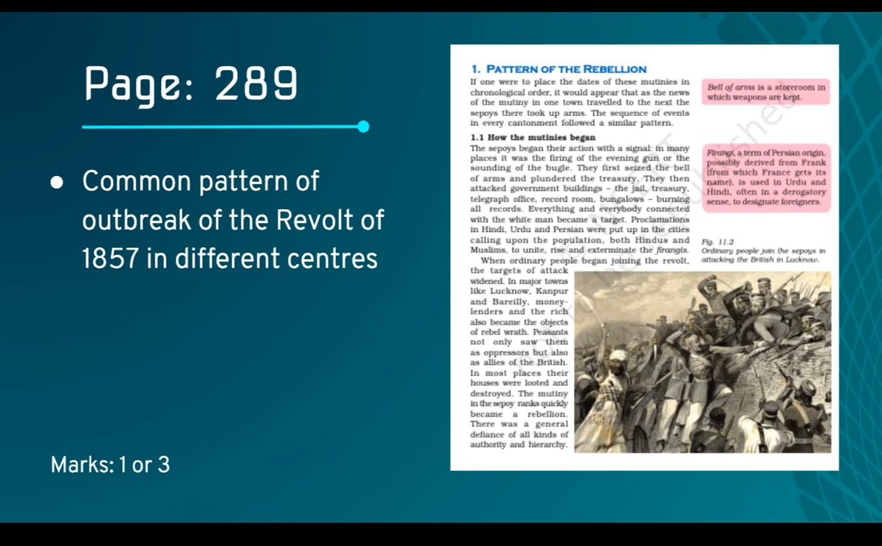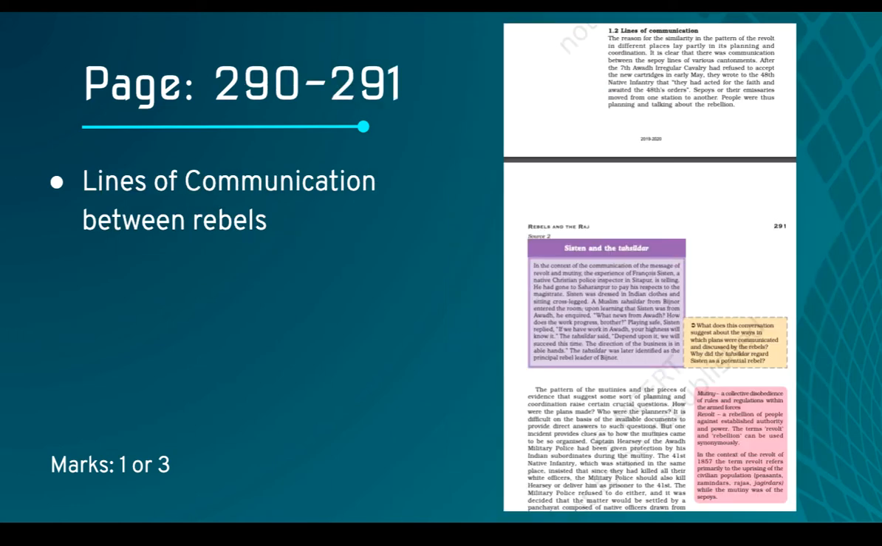So let's start. On page 289, you have a quick discussion on the common patterns of the outbreak of the revolt of 1857 in different centers. So there is a series of events which we see taking place in all of the centers of the rebellion as the revolt breaks out in 1857. So you can get a question for 1 or 3 marker on this topic.